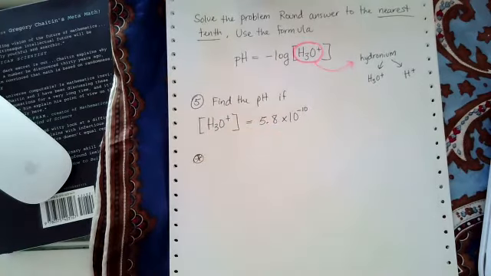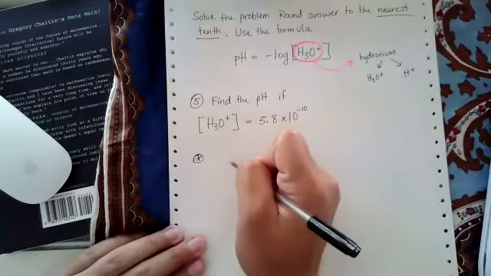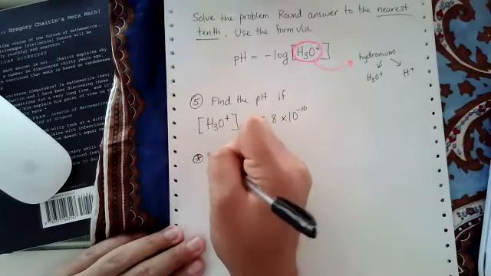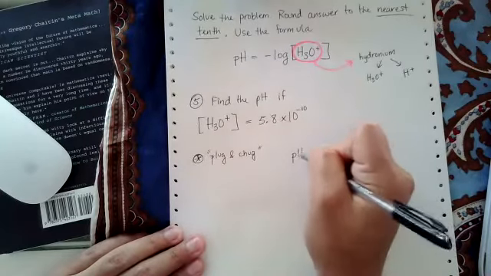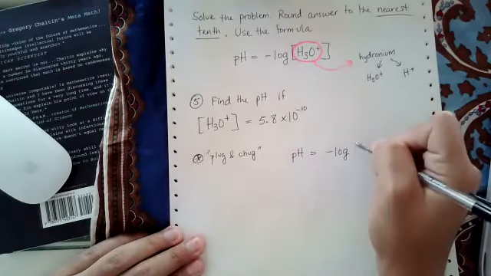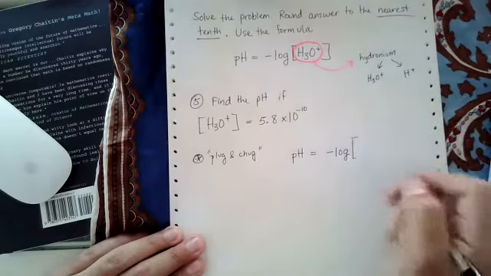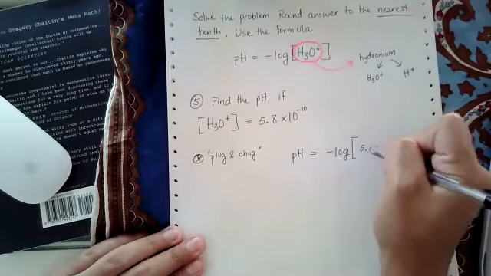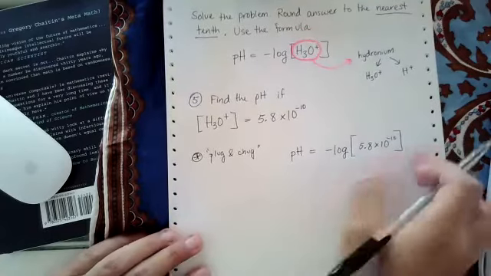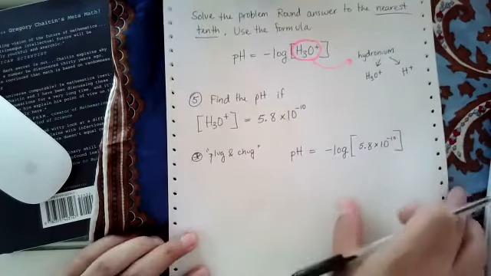Are you going to plug the 5.8 times 10 to the negative 10 into where the H3O plus is? Absolutely. That's all we're going to do. You can think about this formula as just a simple plug and chug type problem. We say pH is equal to, the formula says negative log, and then inside the log we're just going to type in our 5.8 times 10 to the negative 10 power. And again, remember, brackets and parentheses are the exact same thing.